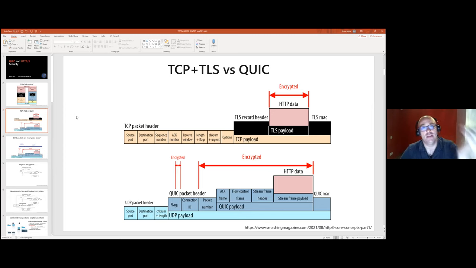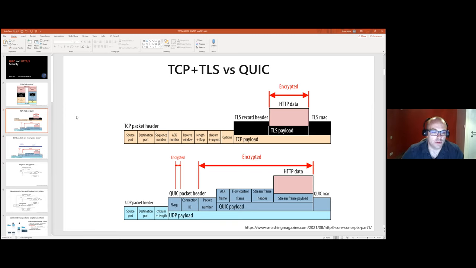So it's nicely stacked in the protocol stack. And then below that, we have Quick. And Quick is quite different. Quick is encapsulated inside of UDP. This is not done for any special performance reason or anything like that. It's mainly to make sure that Quick is easier to deploy on the web.